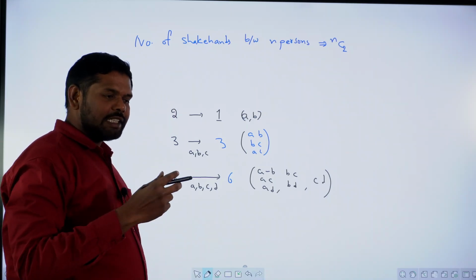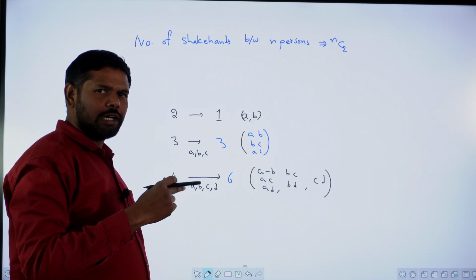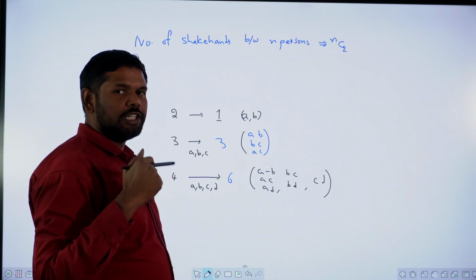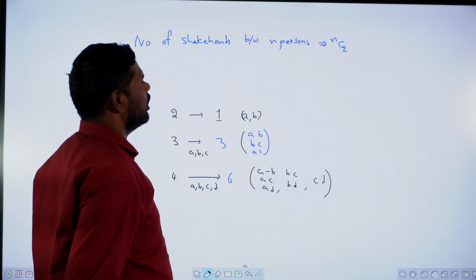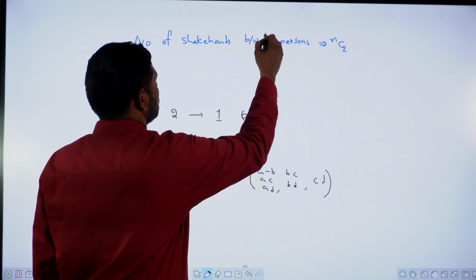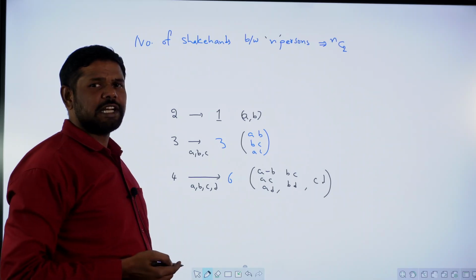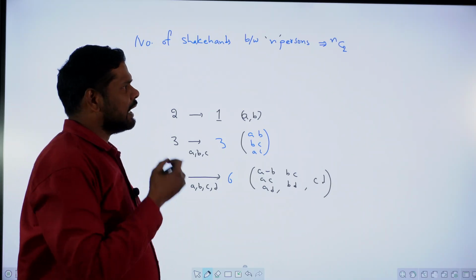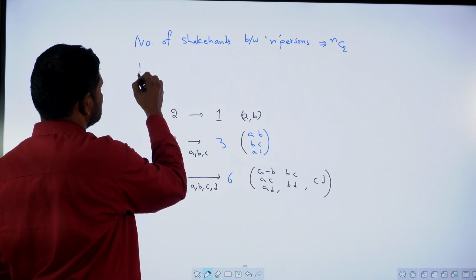One shake hand is made between 2 persons. So if 2 persons are there, then only one shake hand is possible. At least we need 2 persons for one shake hand. That's why the number of shake hands between n persons is always nC2. Is that clear? 10 persons means 10C2, 5 persons means 5C2, 100 persons means 100C2. Very easy.